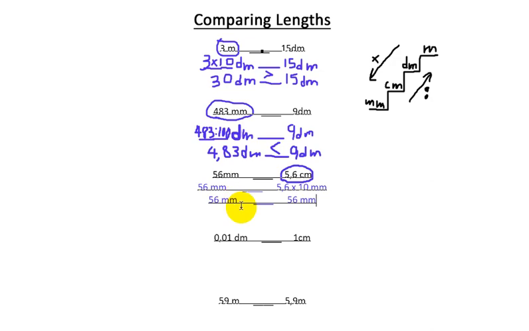So what we get here is the same. We have 56 millimeters on one side and 56 millimeters on the other. They're the same, meaning this should be equal. These two are the exact same. They're equal. So here I should put an equal sign. Great. Let's move on.